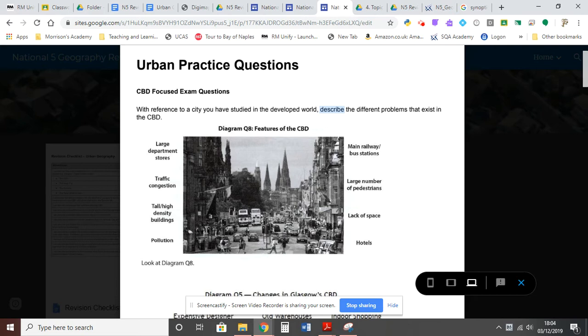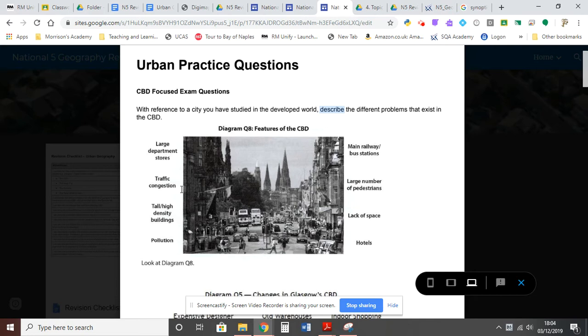Another problem is pollution. If we were to explain the problem of pollution, we could explain that that's largely to do with the high number of cars in the city centre, which are starting and stopping all the time because of congestion, which leads to high levels of pollution, which then affects people's health.